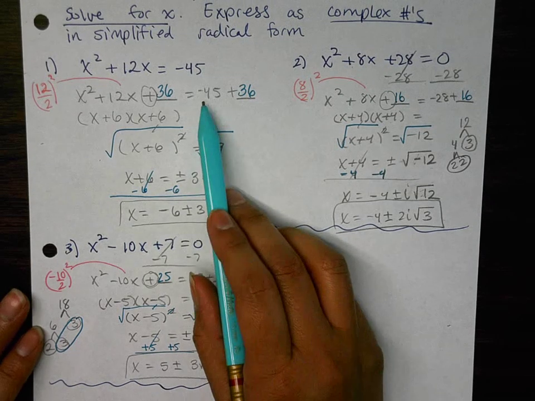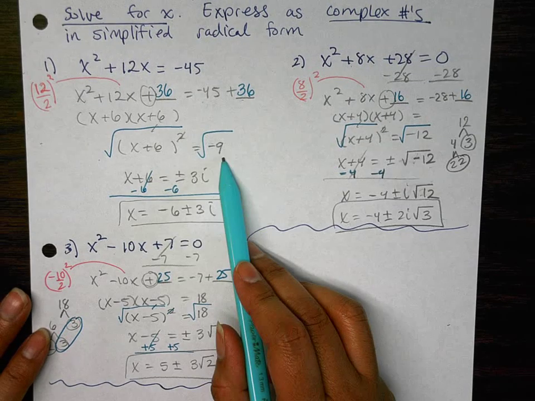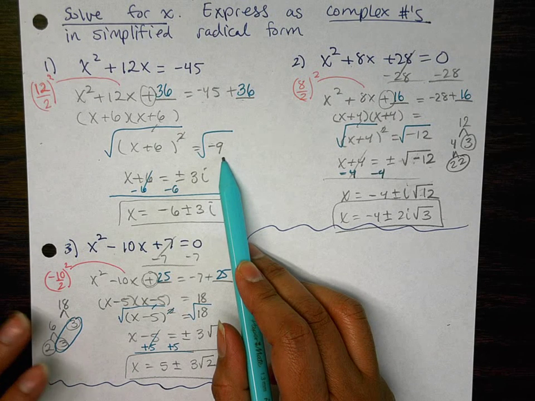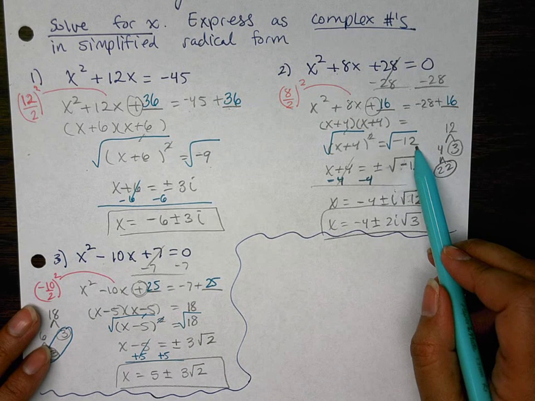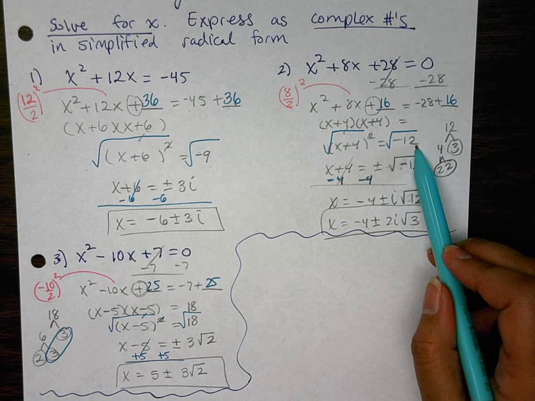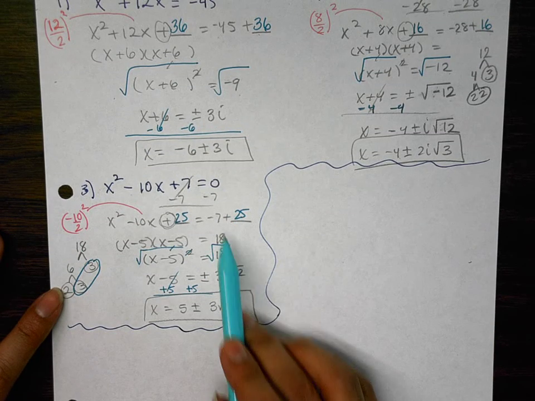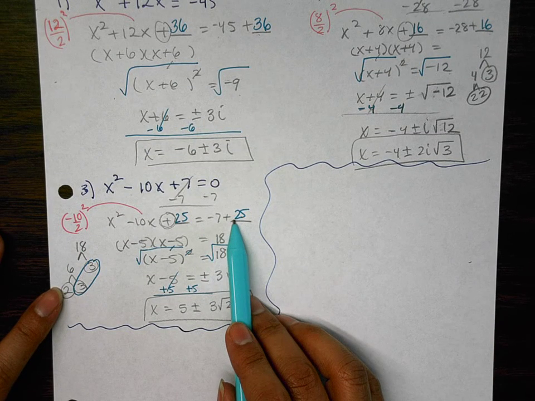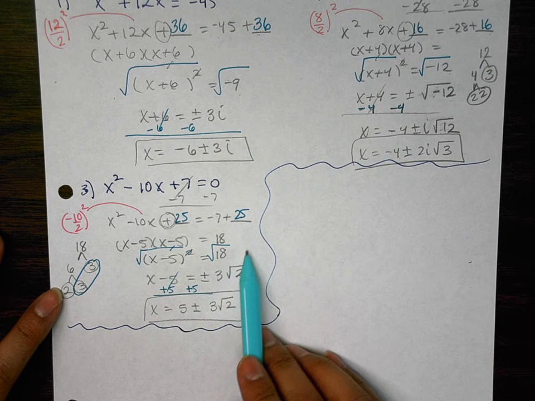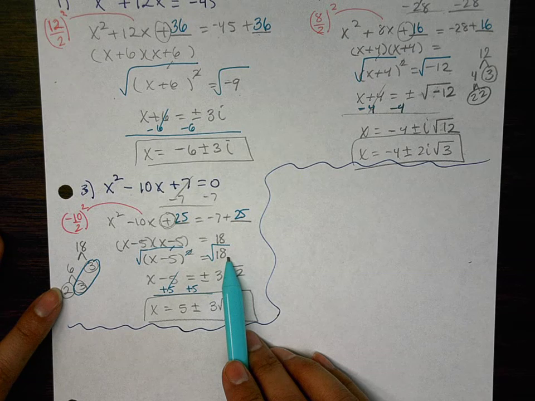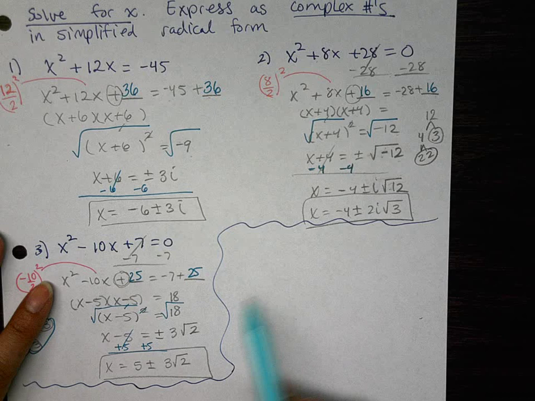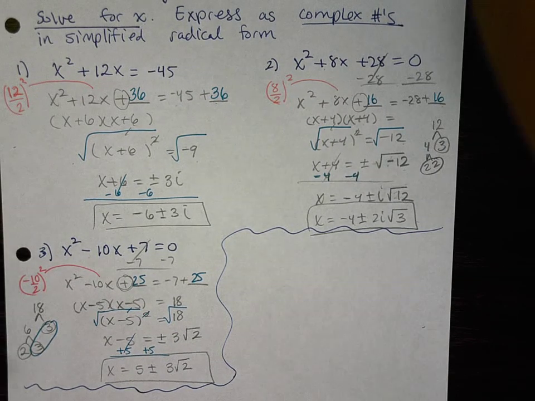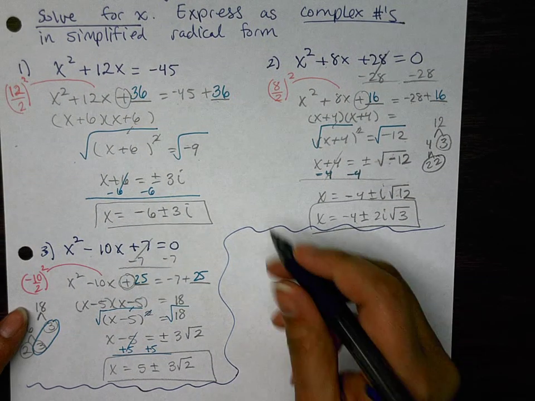Negative 45 plus 36 is negative 9, and the square root of a negative has an i. Good question. And right here, negative 28 plus 16 is negative 12. Again, the square root of a negative has an imaginary solution. But what's negative 7 plus positive 25? Positive or negative 18? Positive. And when you square root a positive, is there an i? No. Does that make sense? Okay. Next piece, review.